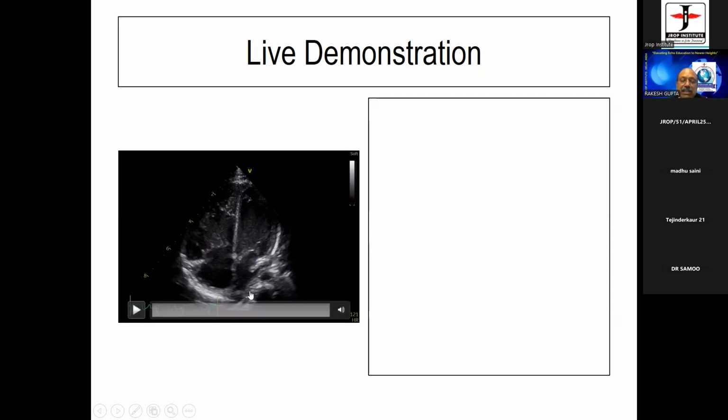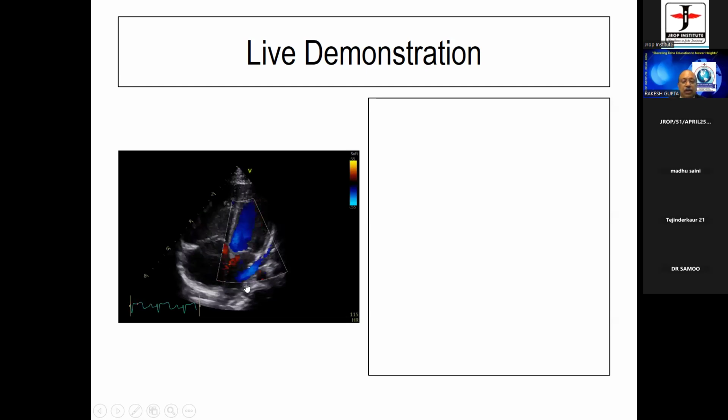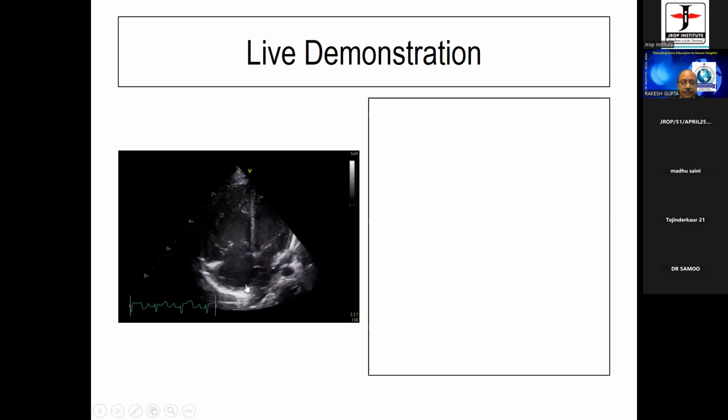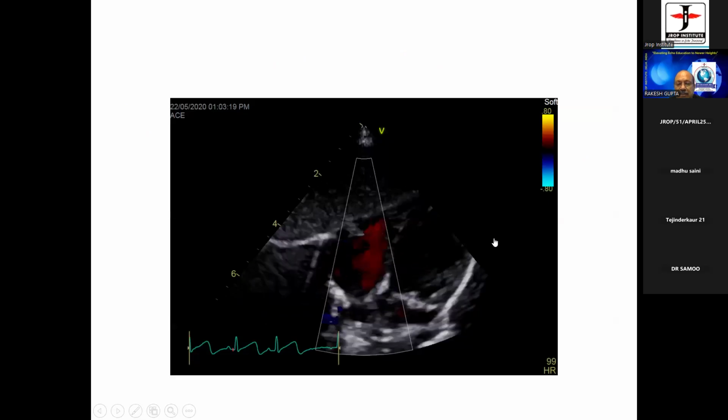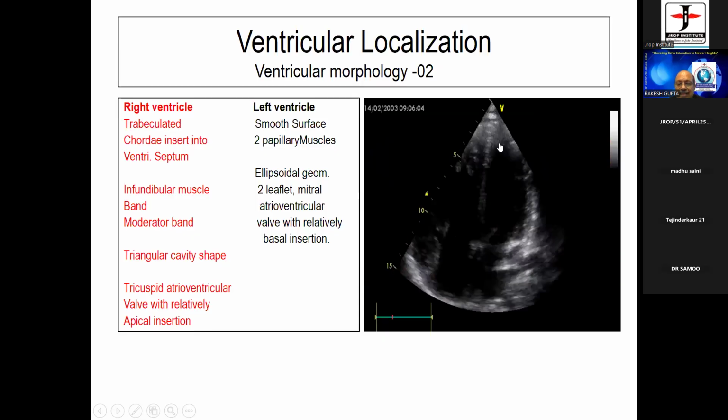We say that the tricuspid valve is apically placed, the mitral valve is basally placed. Correct? When we say the mitral valve is basally placed, so it is a mitral valve. This is a tricuspid valve. So this is RA attached to the tricuspid valve, mitral valve attached to LA, normal phenomenon. Now the next question comes, what is my LV and RV?